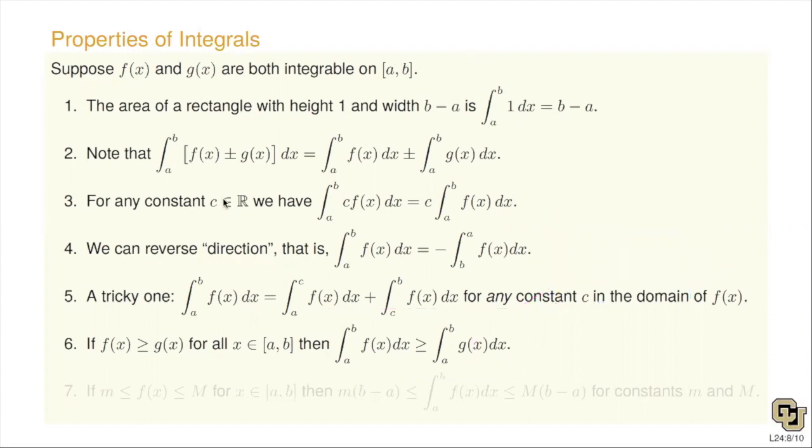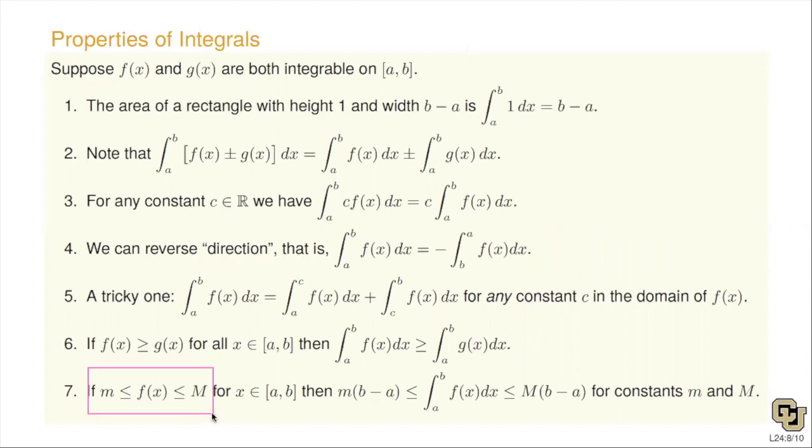And the last one is very similar to number 6. It says if f of x is between two numbers, little m and capital M. So little m would be the lower bound and capital M would be the upper bound. They're both constants. Then the integral of f from a to b will be bigger than little m times b minus a and smaller than capital M times b minus a. Again, the formulas look mysterious, but really if you draw the picture, it's not that bad.